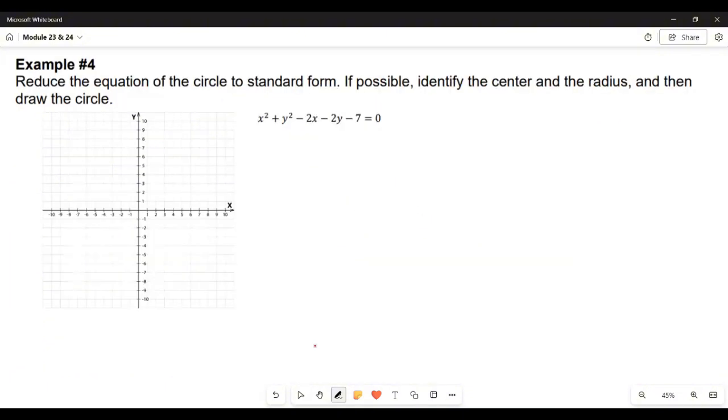Okay? Okay, so here in our example number 4, sabi dito sa atin, reduce the equation of a circle to standard form. If possible, identify the radius and then draw the circle. So dito binigyan tayo ng equation na x squared plus y squared minus 2x minus 7 is equal to 0. And we know that this equation is in the general form. Okay? And gaya ng sabi ko kanina, ang ginagawa natin or kino-convert natin ang general form of the equation of a circle sa standard form is we use the concept of completing the square.